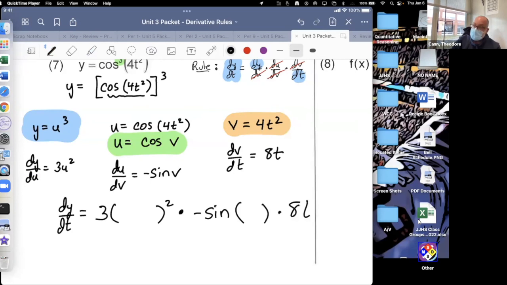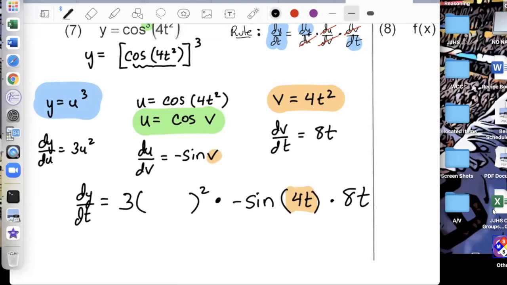So I'm going to have 3u squared times negative sine of v times 8t. And I know I'm going to have to make some substitutions. So I just leave parentheses for any variable other than t. I think that makes sense because if I know I'm going to make a substitution, then why write the value just to change it in the next step? Like, for example, that negative sine of v, well, v is equal to 4t squared.